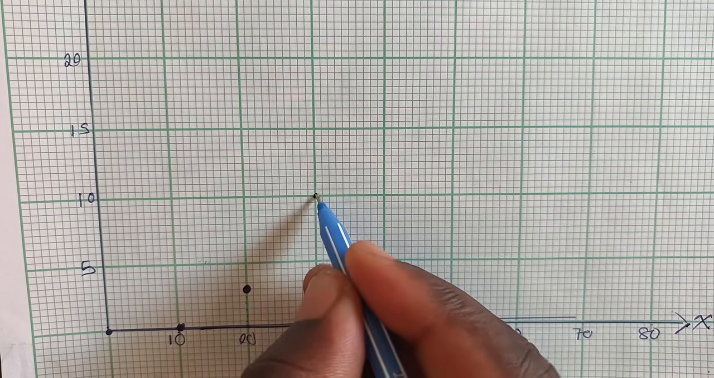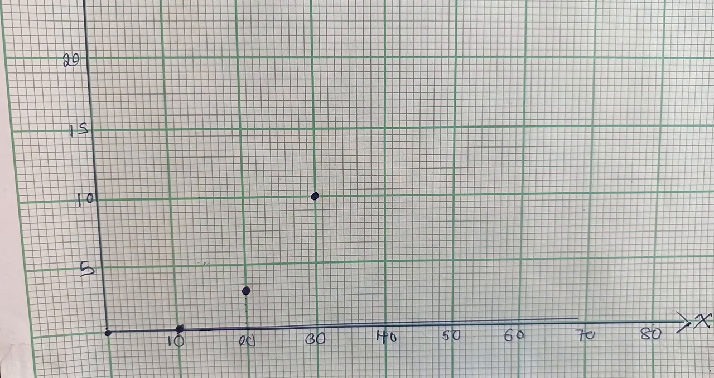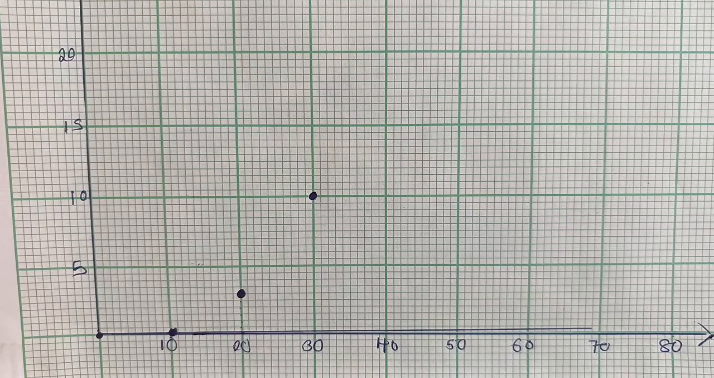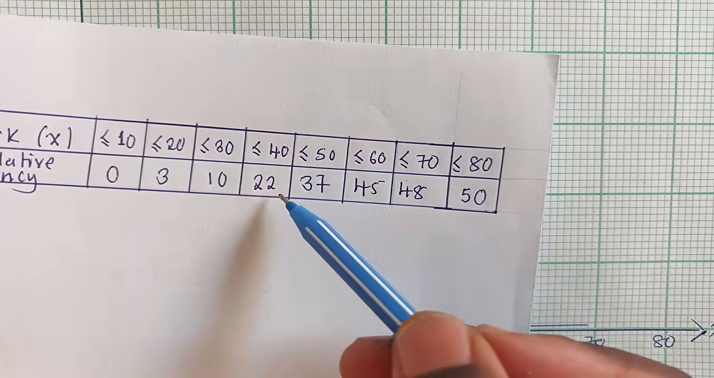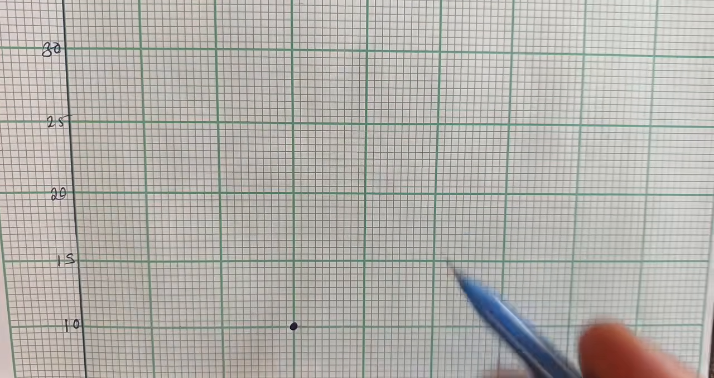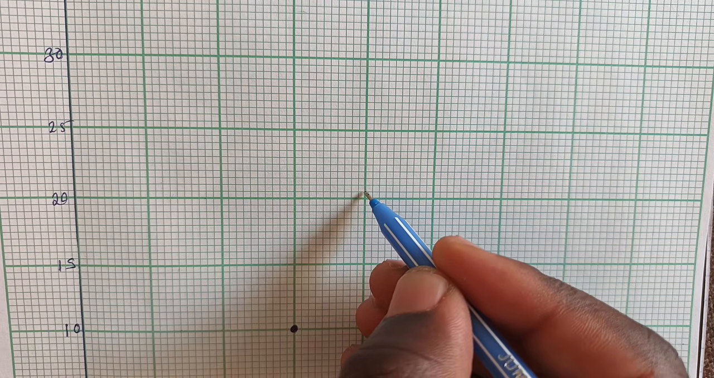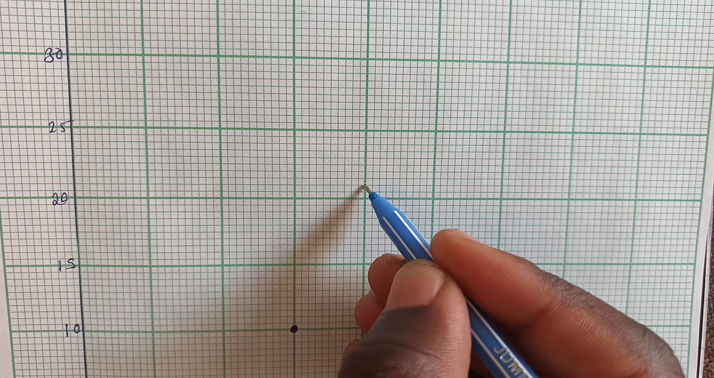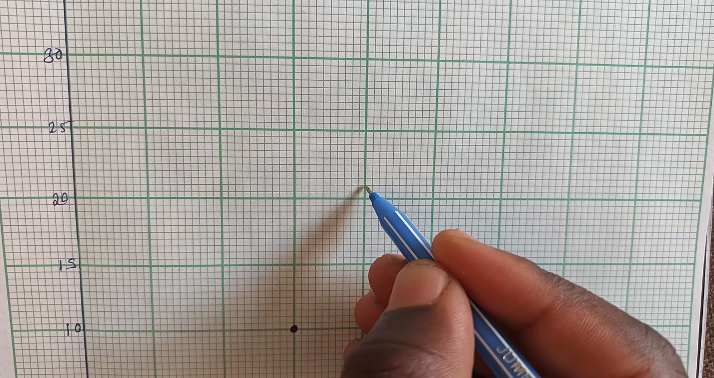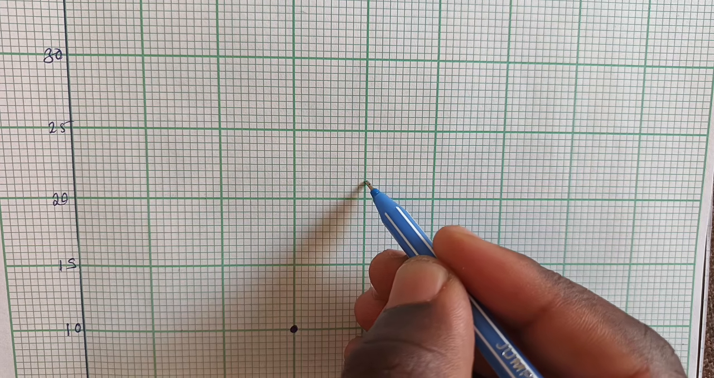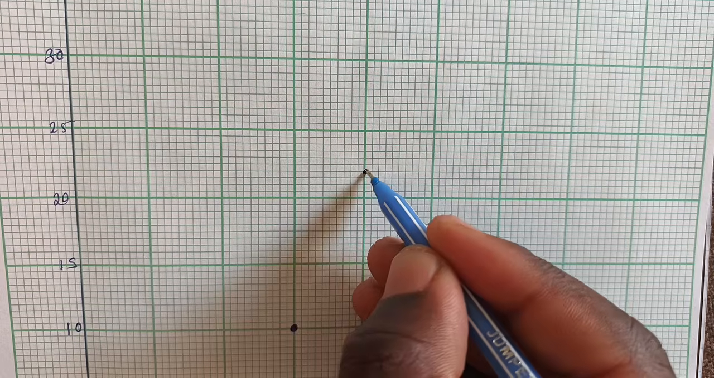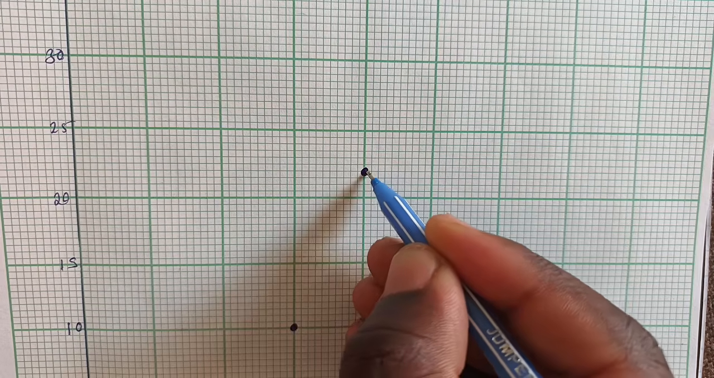The next one is 30,10. 30,10 is right here. Next one, you can see here, this is 40,22. So we go 20, 20.5, 21, 21.5, 22. So 22 is right over here.